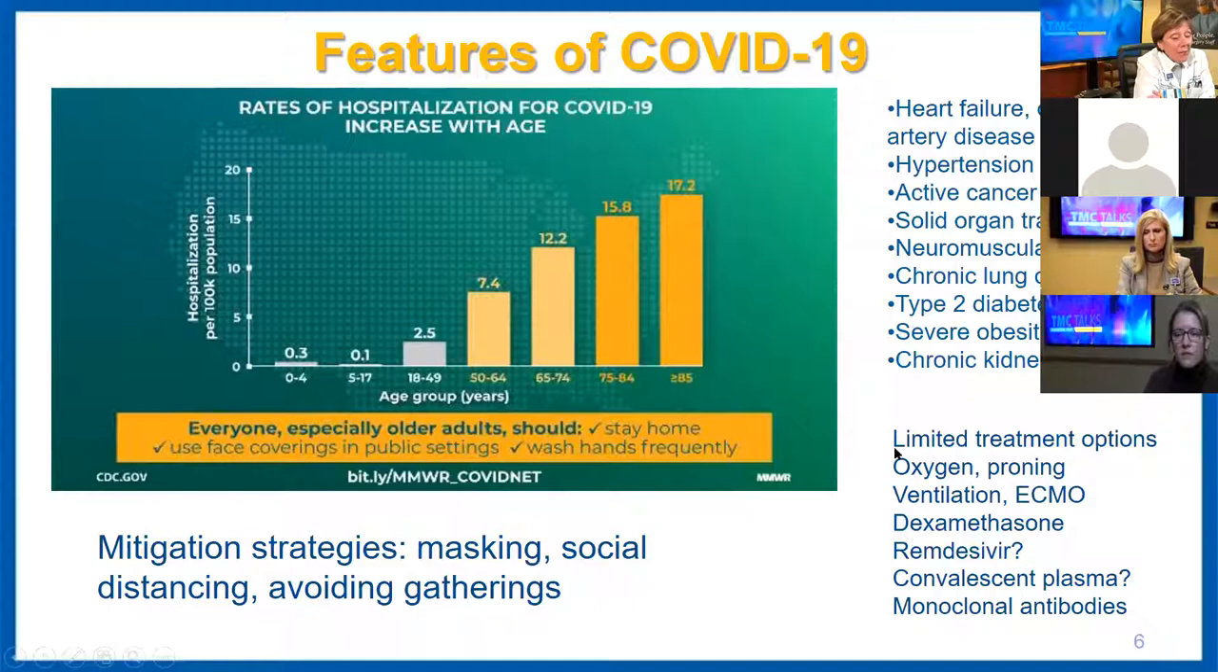We have limited treatment for these patients, and while they include oxygen and ventilation and dexamethasone, the most recent data on remdesivir is not that it's going to shorten the course of disease or limit deaths. And for convalescent plasma, similarly, questions about its effectiveness. Monoclonal antibodies do appear to be effective, but not for people with advanced disease. It appears they're going to be most effective for people who are mildly ill at the beginning of their disease. Next slide.